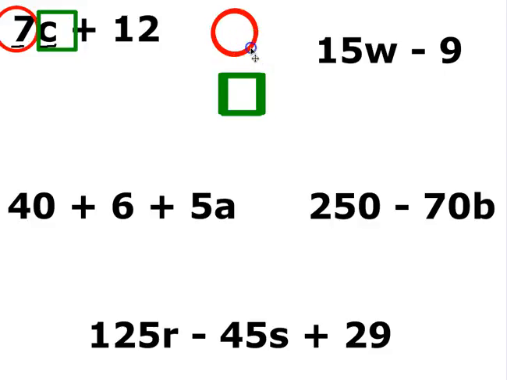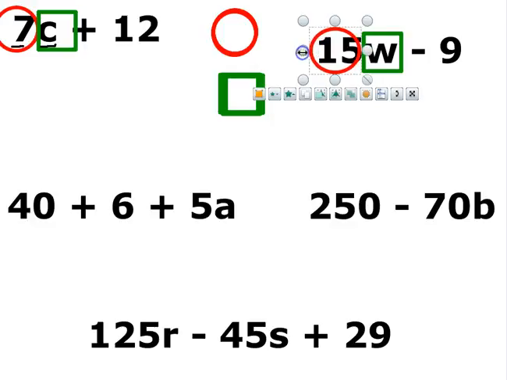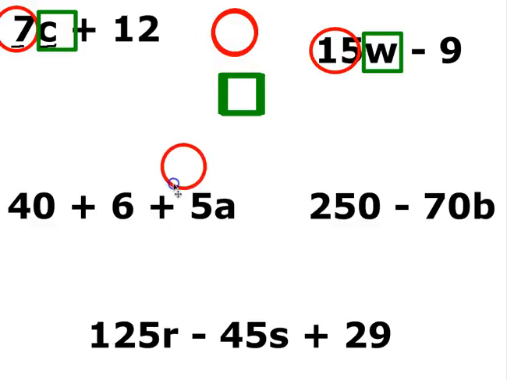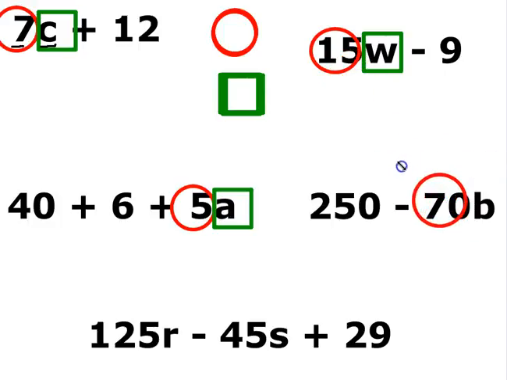Okay, so your page in your notebook should look something like this. 15 is the coefficient. W is the variable. 5 is the coefficient. A is the variable. 70 is the coefficient, and B is the variable.